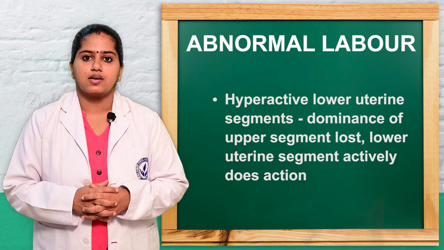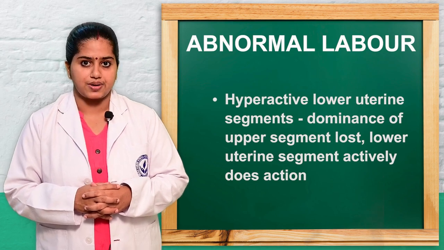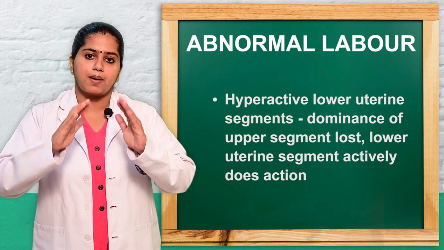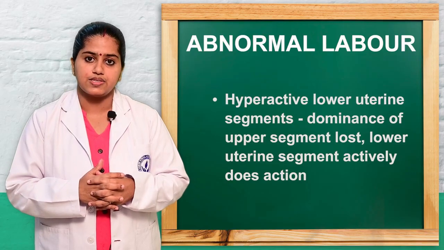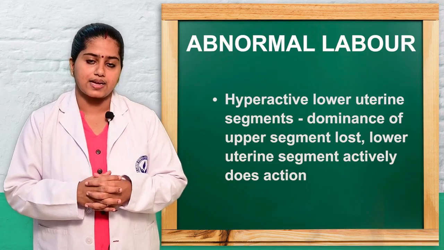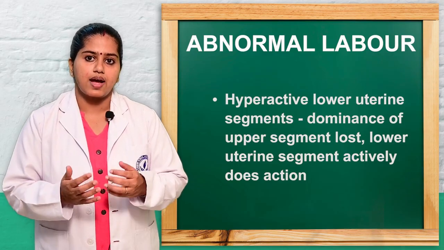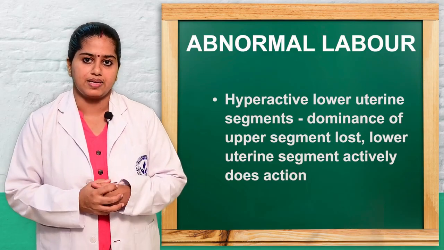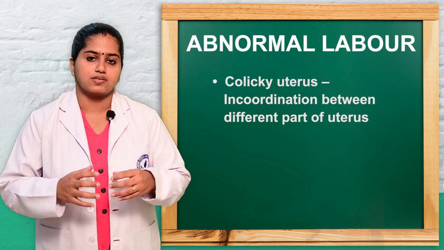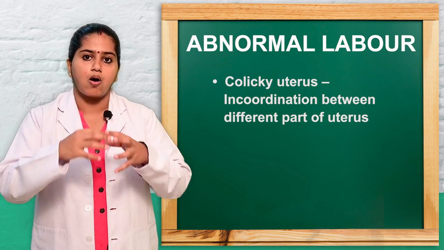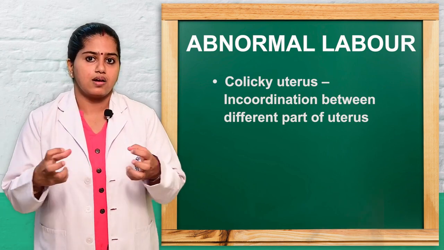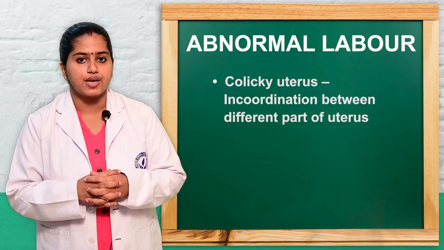Then next one is hyperactive lower uterine segment. Here there is loss of fundal dominance: the upper uterine segment activity will be stopped or inactive, and the lower uterine segment activity will be increased. Then next is colicky uterus, an incoordinate uterine action, where all over the uterus there are contractions. That is known as the colicky uterus.